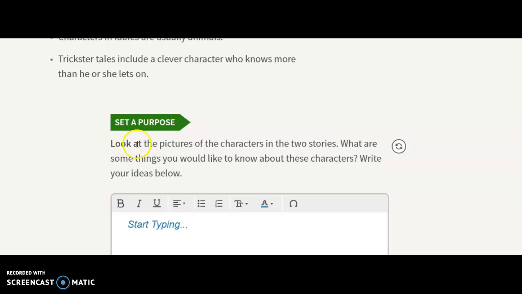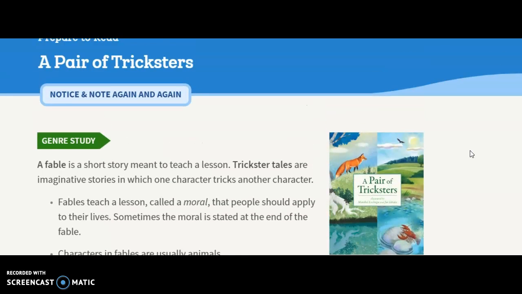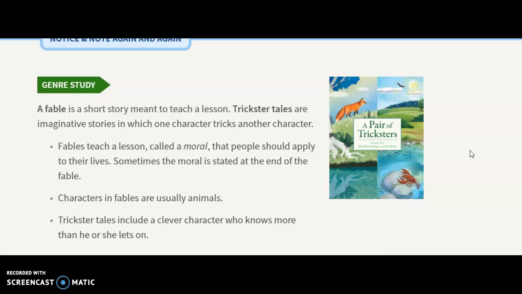Down here it says, look at the pictures of the characters in the two stories. What are some things that you would like to know about these characters? So I'm going to give you 30 seconds to look at this picture, and you're going to turn and talk with a buddy about what you would like to know about these characters. Go.